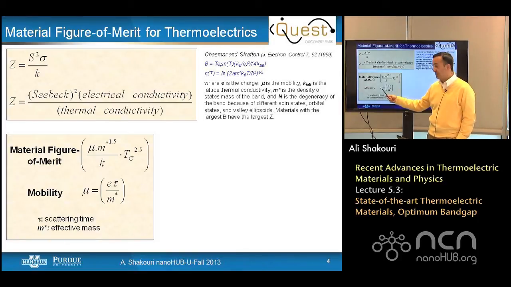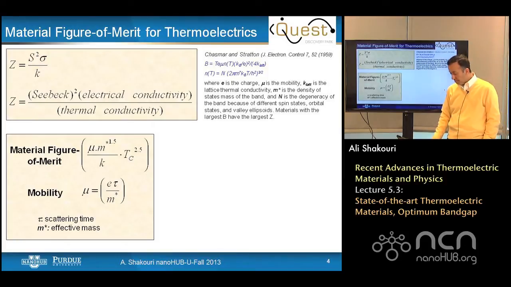The mobility of electrons is directly proportional to tau, the scattering time, the mean free time between scatterings, divided by the electron effective mass. So that's the key part of the figure of merit.